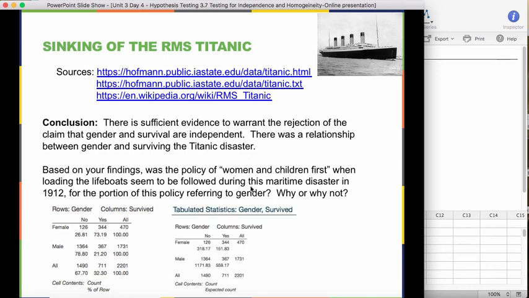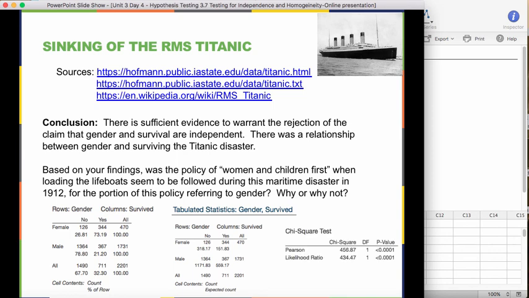When we look at the statistics for gender and survival, when we do the expected frequencies, you'll notice that the expected number of females who survived was much lower than who actually did survive, and the expected frequency of males surviving the trip was higher than those who actually survived. So again, when you look at the percentages and the frequencies, it does not conform to what the expected frequencies were.